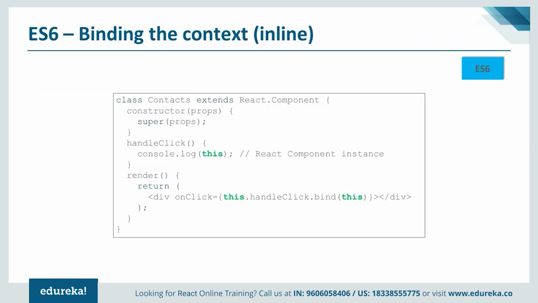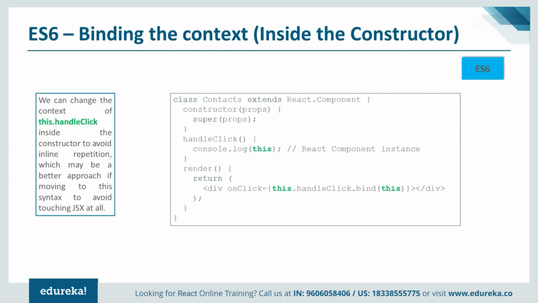Here we have bound the context outside the constructor, and here we have bound the context inside the constructor itself. So we could change the context because we have changed the context of this.handleClick inside the constructor. To avoid the inline repetition of the code, it seems that this is a better approach if moving to the syntax to avoid touching JSX at all. So what we are doing here is that there is a constructor and we are calling the bind function inside this constructor itself. So this is one of the ways.